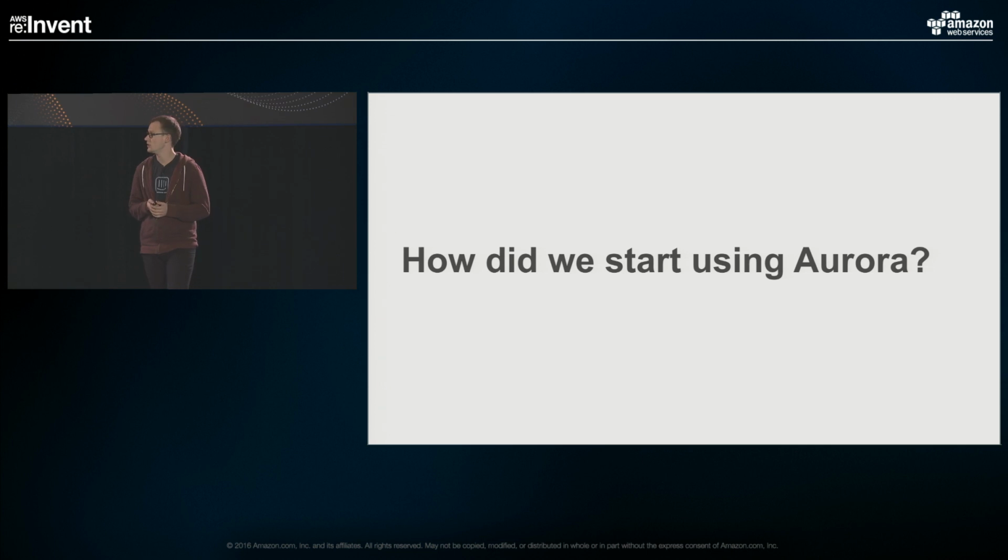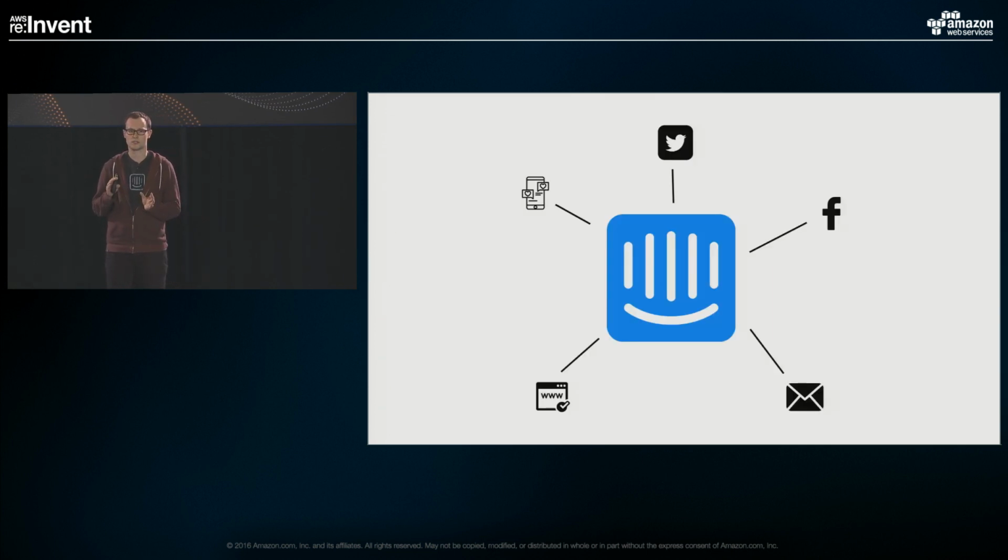So how did we actually start using Aurora? When Intercom was small, something really weird happened to us. People actually started using our product. And they even started paying for that. So they started sending messages to their customers. And as we wanted them to send more messages, we developed different channels of communication. At first, we just had a messenger that you could embed in your website. Then we added support for email communication. We added support for mobile SDK, so you can embed the messenger in your mobile app. And then we integrated with Twitter, Facebook, whatever channel you want.